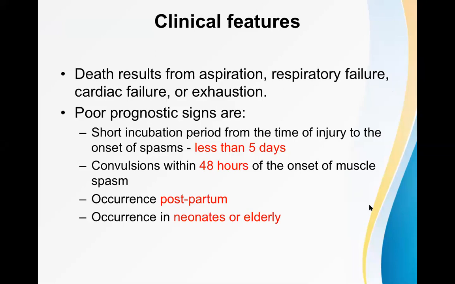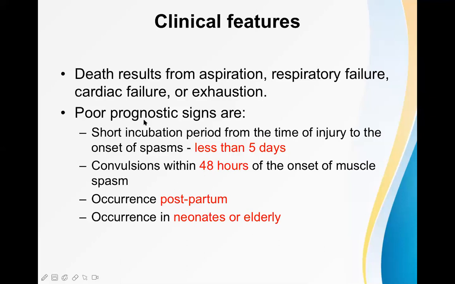skeletal muscles. The content of the skeletal muscle called myoglobin may be released into the circulation. That myoglobin may go towards the kidney tubules. It may lead to acute renal failure, and that may kill the patient as well. So different types of mechanisms are there.